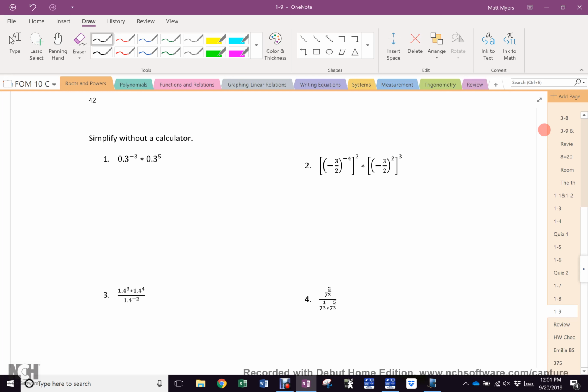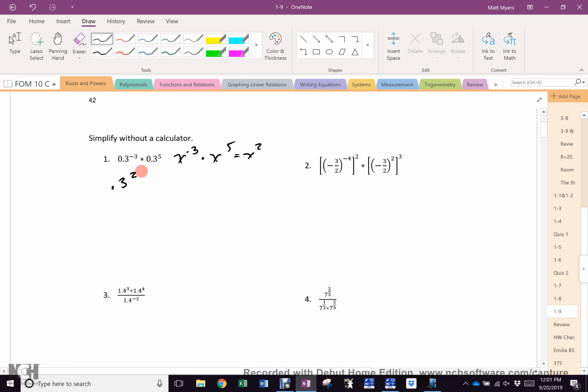Let's try it. Looking at number 1, what's weird about it? What bothers us? It's decimals. But aren't those decimals exactly the same? So isn't this the exact same as x to the negative 3 times x to the 5th? And what would I do with those exponents? Add them to get what? You would get x squared, right? But this is not x squared. It's going to be 0.3 squared.